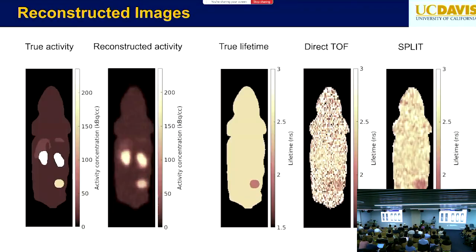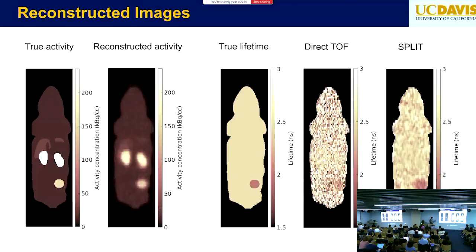Here, the left side is the activity image, just to show you it's not a uniform activity. Okay, but that's not very interesting. The interesting part is really on the right side. The first picture shows the ground truth lifetime image, the middle is the direct time-of-flight back projection method, the traditional method using maximum likelihood reconstruction and then doing the fitting, and the last one is the SPLIT reconstruction.